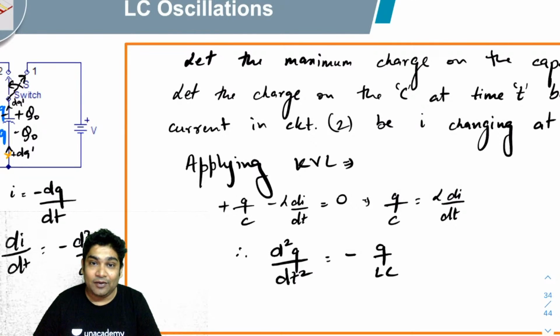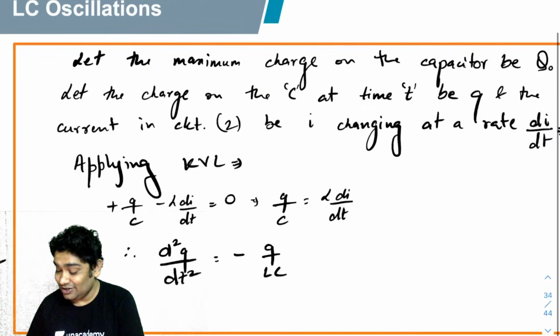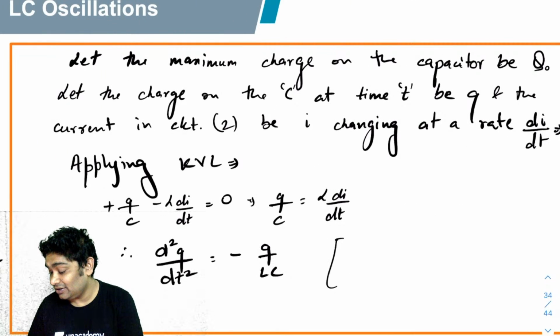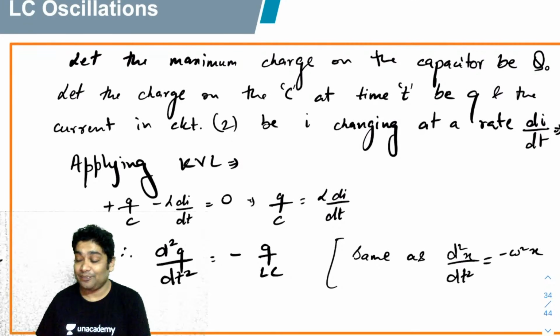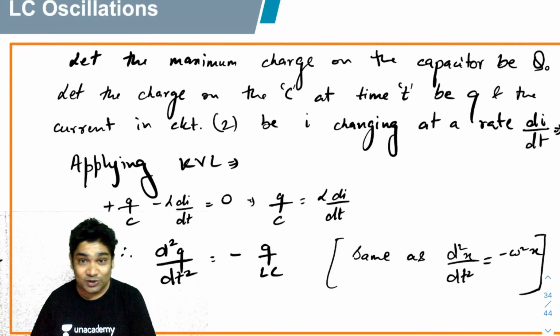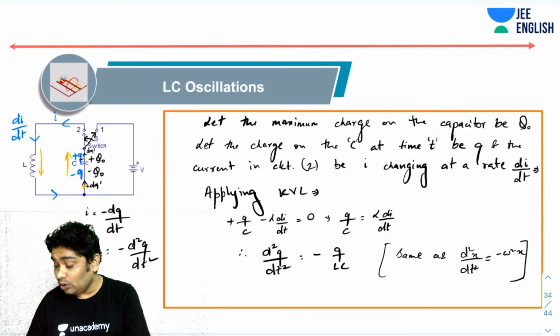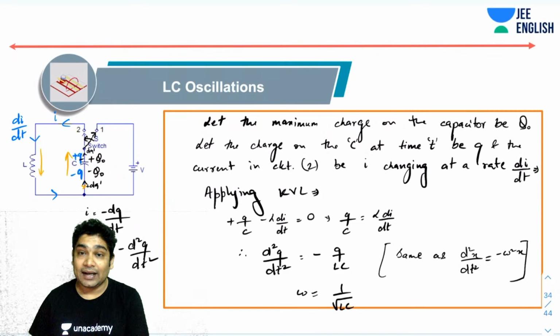Now, does that equation look familiar? Yes, it does. This is the SHM equation, same as d2x by dt2 equals minus omega square x. And I already know the solution of this equation, right? What is the solution of this equation? I already know. Here, omega would be 1 by root of LC.